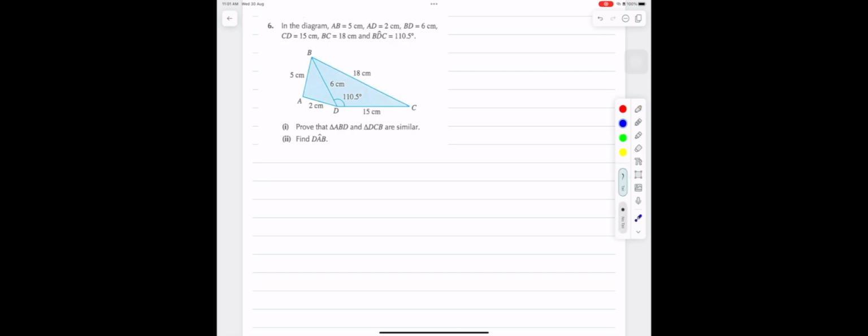Question number 6, exercise 11B. We have to prove that these two triangles are similar. Again, we can apply the property of similarity. There are three similarity properties. In this particular case, all three sides of the first triangle are given, and similarly all three sides of the second triangle are also given. So you will try to apply the SSS property.